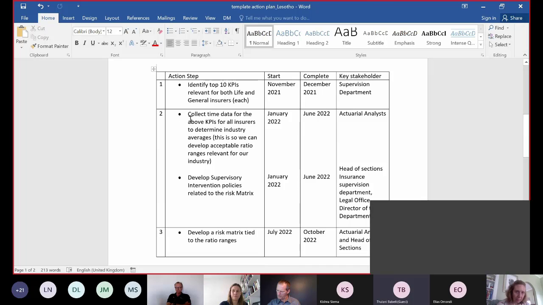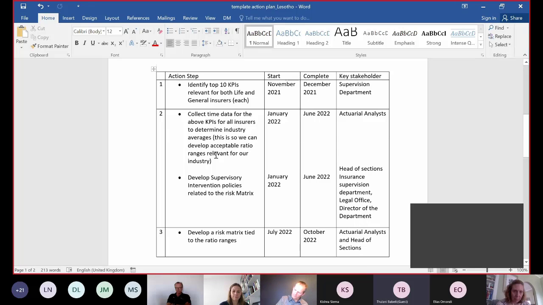And then the second action step is to collect data for the above KPIs for all the insurers to determine the industry average. This is so we can develop the acceptable ratio ranges relevant to our industry. And we estimate that this process will start January 2022 and perhaps end around June 2022. And the involved stakeholders here will be the actuarial analysts. There's currently 2 actuarial analysts in our department, and they work with data.